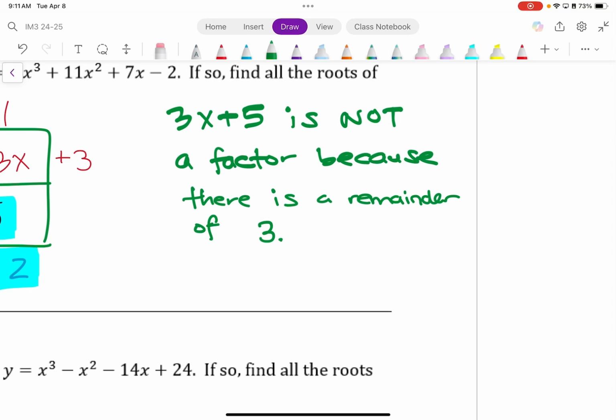If it is a factor, you have to do a few extra steps, and that's what I'm going to show you in the next section. Okay?